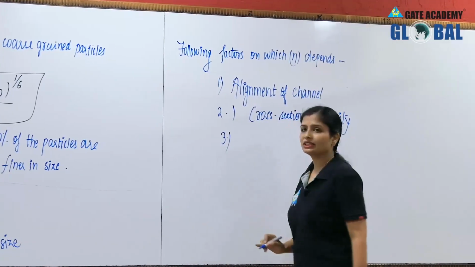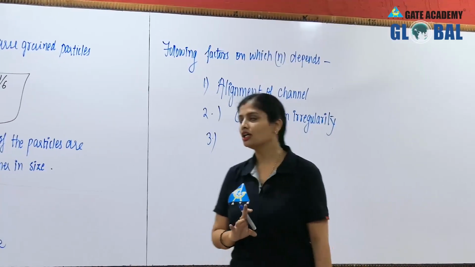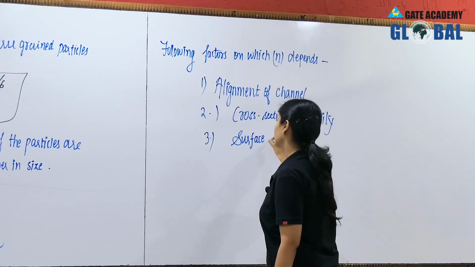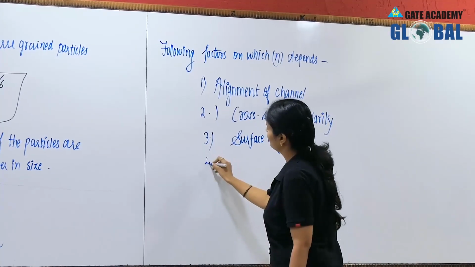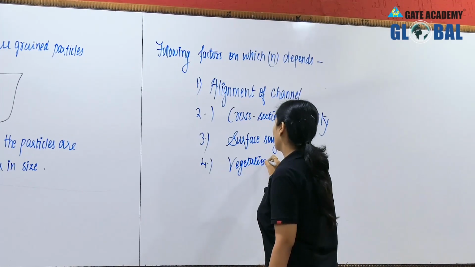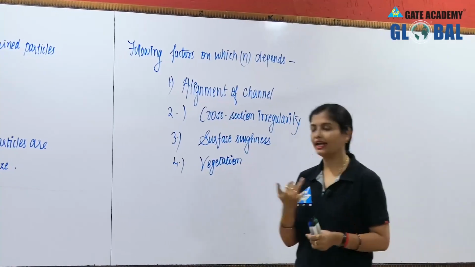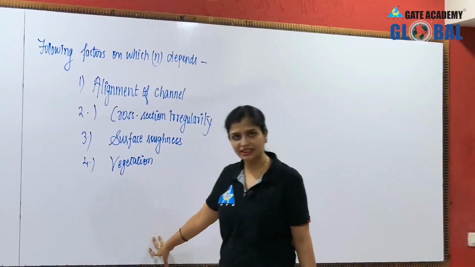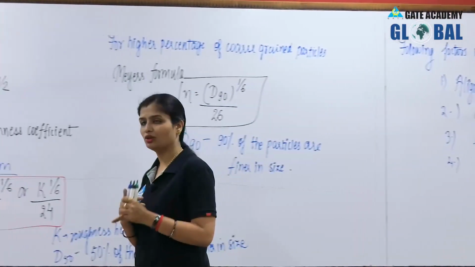Third, it depends upon the type of channel surface, whether it is rough or smooth. So I can write it depends upon surface roughness. And the last one is vegetation. So these are the 4 factors: how the canal is aligned, the cross section irregularity, the surface roughness and vegetation, on which your value of Manning roughness coefficient, or constant, depends.